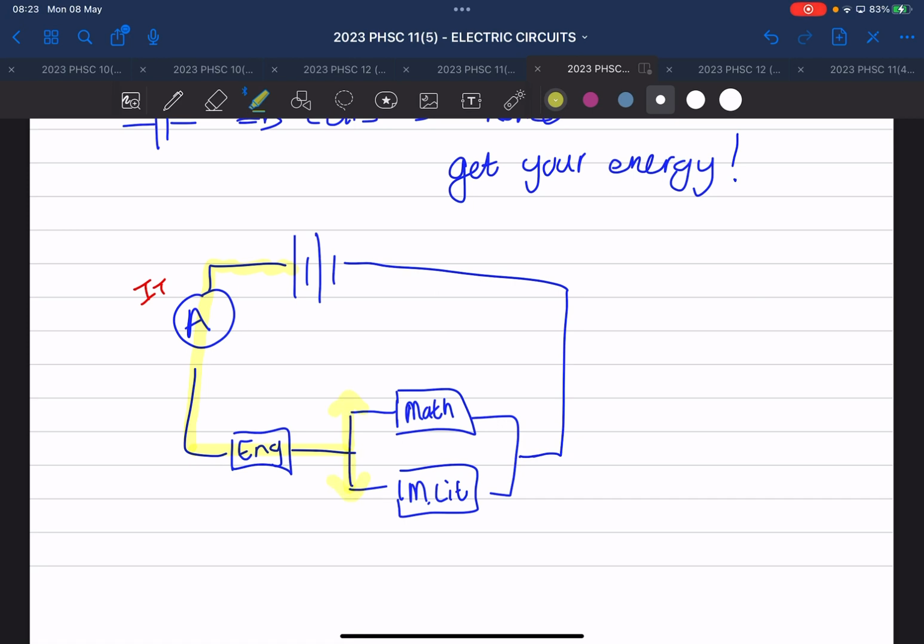Will they split up equally? No, we don't think so. We think that more people will go to math lit because it's easier. It's less resistance. So the current here will be bigger than the current there. So we can say from there that current is inversely proportional to resistance. The bigger the resistance, the smaller the current. Rings a bell? Then they all get together here again and they go back home.